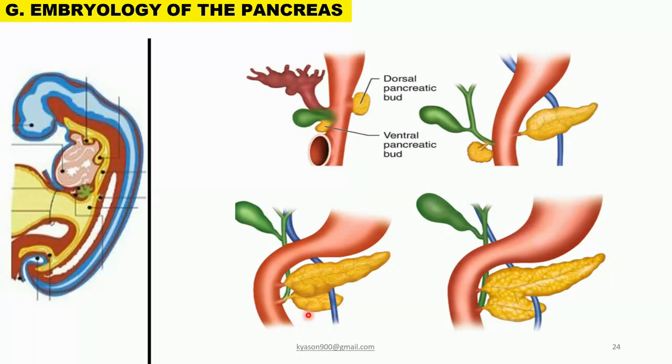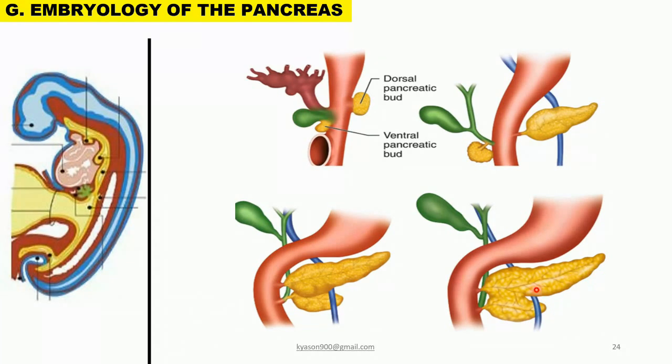That rotation normally has to happen during the process of rotation of this part of the gut tube that will form the duodenum. So these buds, after rotating, are going to continue growing, and they are going to start fusing together, as you can see.